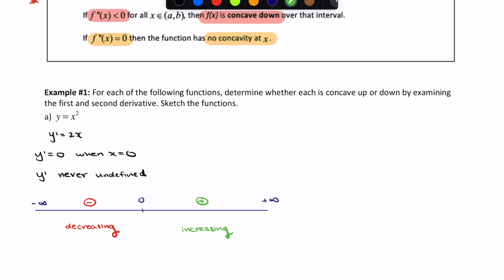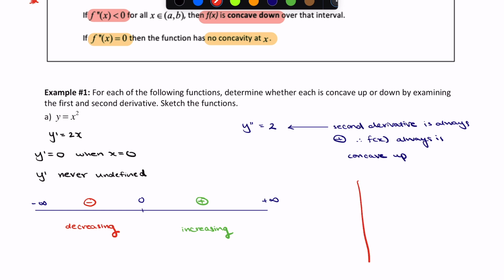So if we look at our second derivative, if we derive 2x, we'll be left with 2. So here we see that our second derivative is always positive. Again, what that means is that f of x is always concave up.